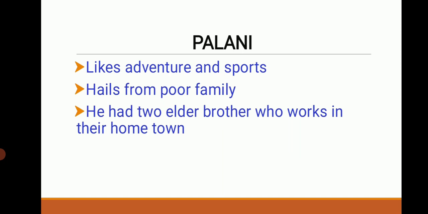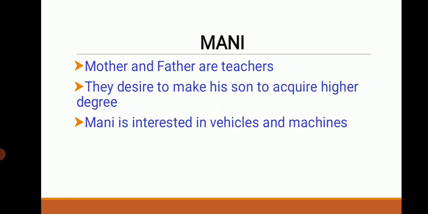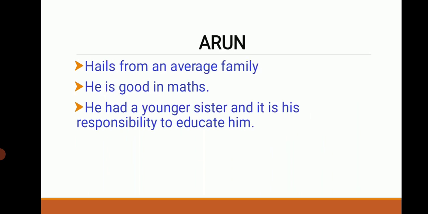So first, this is the situation of Palani. Palani likes adventure and sports, and he hails from a poor family. He has two elder brothers who work in their hometown. And next, this is the story of Mani. Mani's father and mother are teachers. They decided to make their son acquire a higher degree, and Mani is interested in vehicles and machines. Next is Arun. Arun hails from an average family. He is good in mathematics. He has a younger sister, and it is his responsibility to educate her.